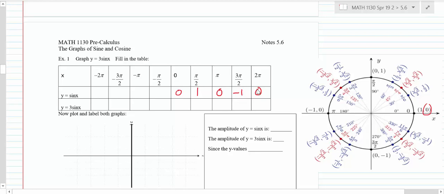And then you can go backwards. See this thing right here? That is one period right there. So if you go backwards then, it's going to go to -1, 0, 1, and 0 like that. Okay, so that is your basic one like that.